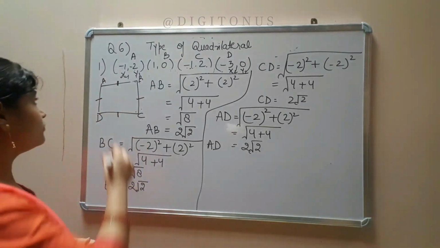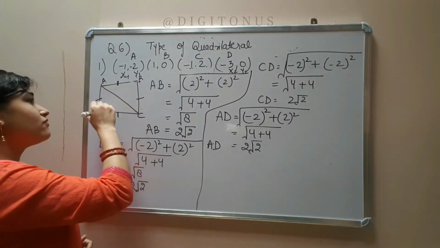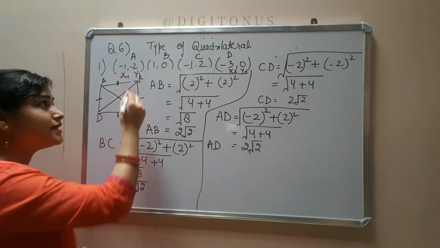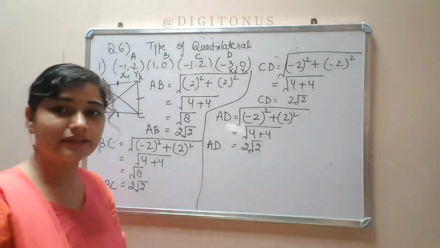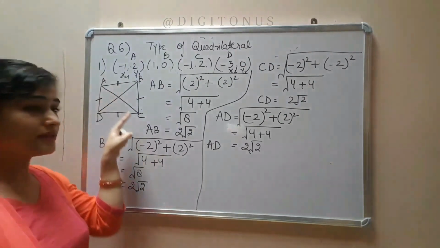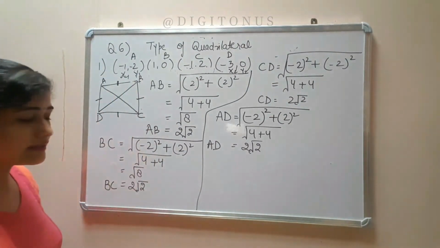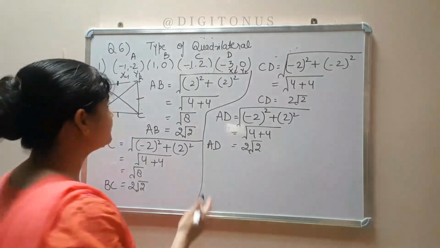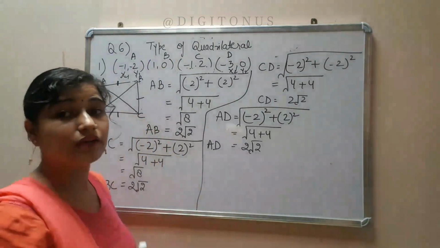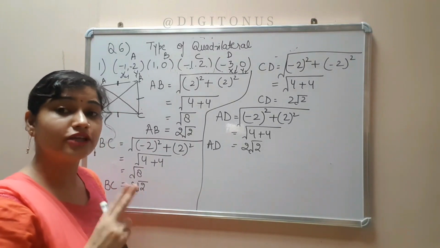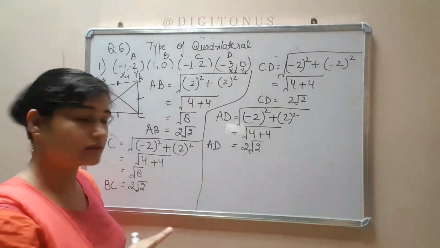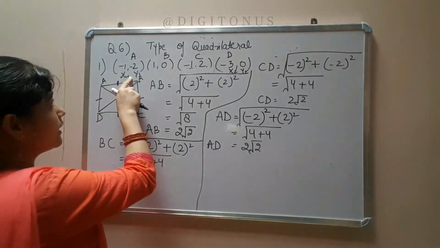So what we will do, we will now find out the distance of the diagonals, meaning AC and BD. Now we will find the distance between A, C and B, D. So start finding. The formula is the same, everything is the same. Only we have to find out in which two coordinate points we will work. So now we will work between A and C.